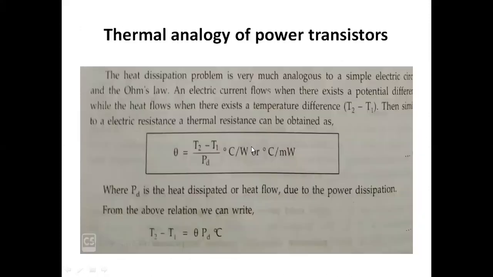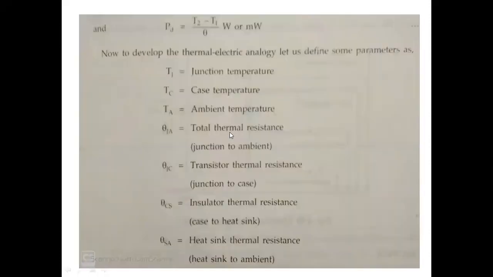Okay, so this is about the thermal analogy. Next, here we have the relation of power dissipation, temperature difference and thermal resistance. What is Tj here? Here we have the formula.